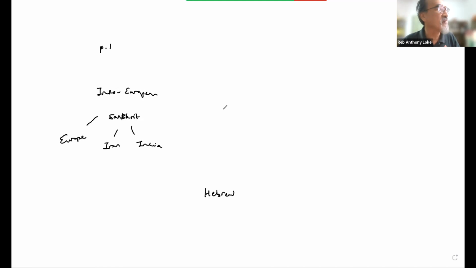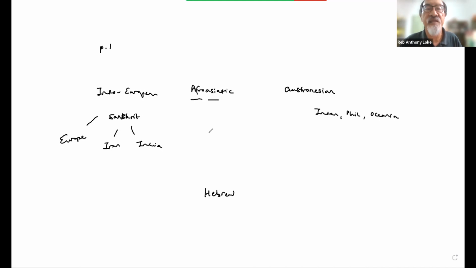Then you have what we call Austronesian. You can see part of the word is Australia and the other part is Polynesia. So these are all the languages in Indonesia, Philippines, and the Oceania group. So NZ, Australia, Fiji, and all this. Then the one that we are interested in is what we call the Afro-Asiatic. We are part of this group, where you can see is Africa and Asia. And here is where we get languages in Africa and languages in Asia.